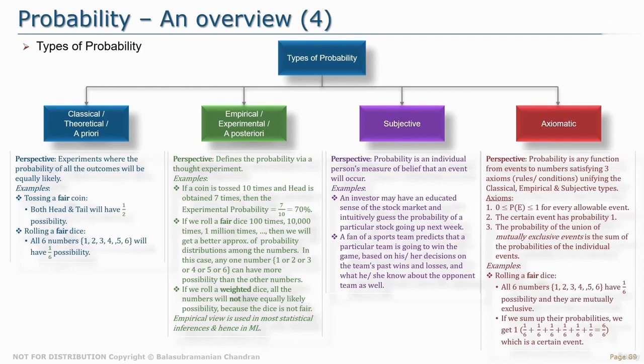Rule number 2, the certain event has probability 1. Rule number 3, the probability of the union of mutually exclusive events is the sum of the probabilities of the individual events. Examples: rolling a fair dice. All 6 numbers 1 through 6 have 1/6 possibility and they are mutually exclusive. If we sum up their probabilities, we get 1, which is a certain event.